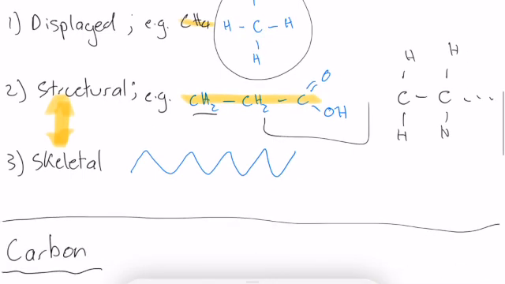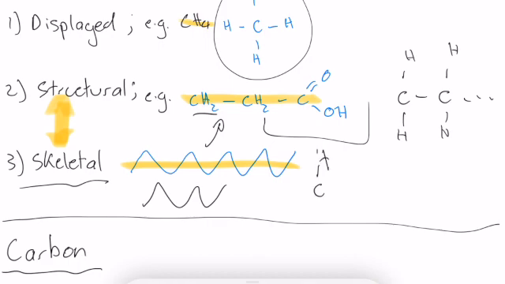Finally, we have our skeletal structure, which is the most simplified structure. So this, in fact, represents your fatty acid with each line, if you like, representing this hydrocarbon chain, which is what I drew earlier. So that's your most simplified form.